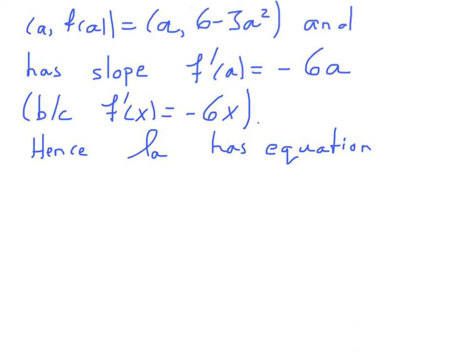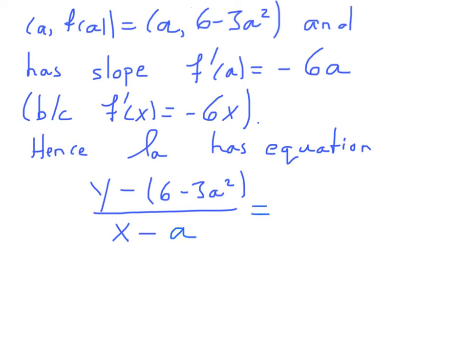20 minutes later. Hence, L sub a has equation, as I was saying, y minus our given y value, which is 6 minus 3a squared, divided by x minus our given x value, which is a, equal to the slope of our line, and the slope of our line is minus 6a, as we said.